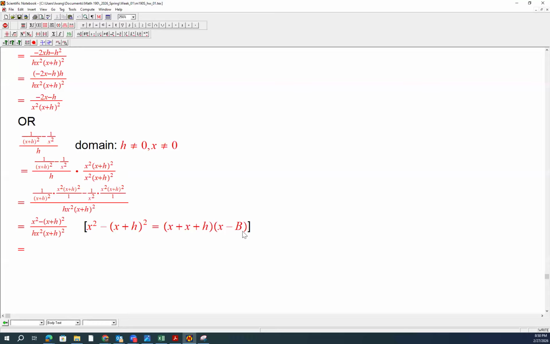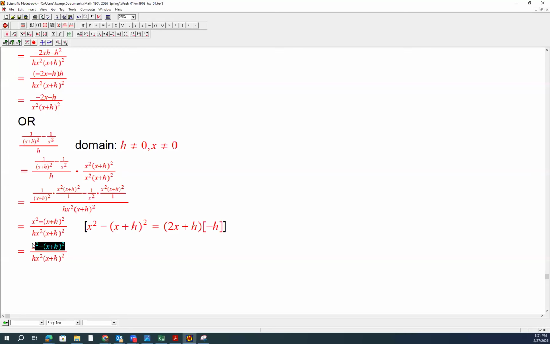And over here, you can see this makes 2x. And this part, you're going to distribute the negative sign inside, so you're going to get a minus x minus h. X minus x is 0, so we have a negative h. So on the next step, what can be done is that we're going to keep the denominator, and we do the a minus b times a plus b.